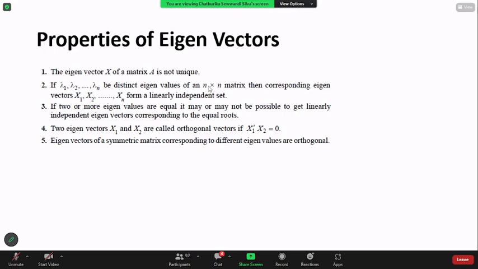Here, n by n matrix means a square matrix. Right? All the matrices we have worked with for eigenvalues so far are square matrices. So rather than saying square matrix, they are saying n by n matrix. n by n means a square matrix.